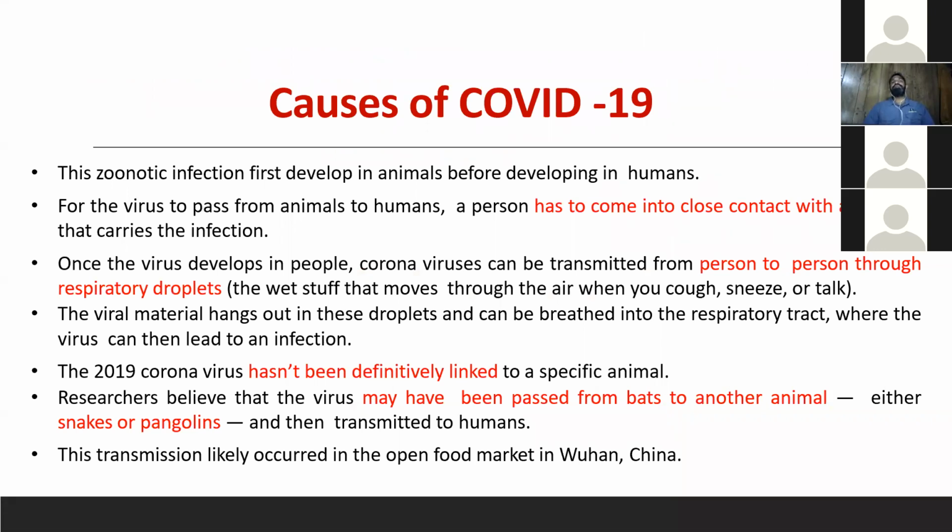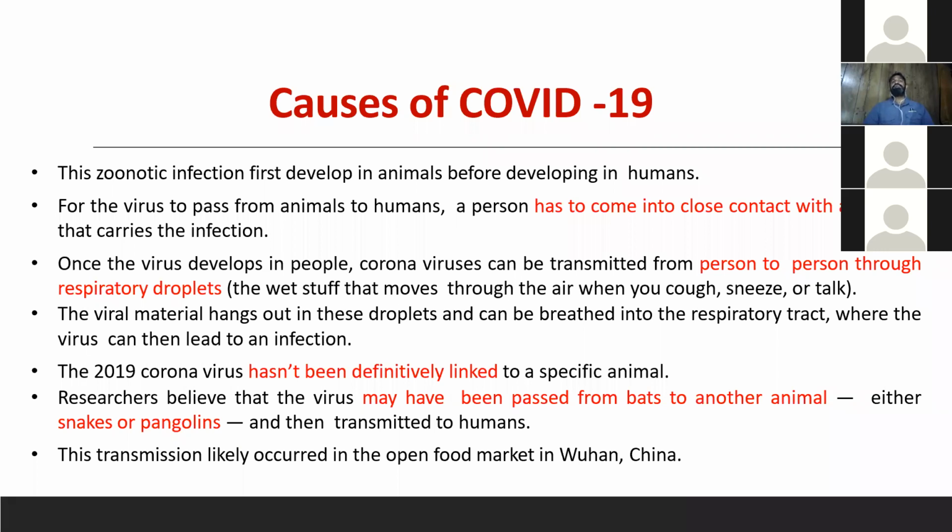Causes of COVID-19: now we all know that it is a zoonotic infection that first developed in animals before developing in humans. For the virus to pass from animal to human, a person has to come into close contact with an animal that carries the infection. That's why we take all these preventive measures, like wearing masks, trying to wear goggles, and not spitting everywhere. There are a lot of do's and don'ts available on several WHO pages, and the Indian government has also given COVID appropriate behavior so that we can be safe from the problem. And now everyone is getting vaccinated for COVID.